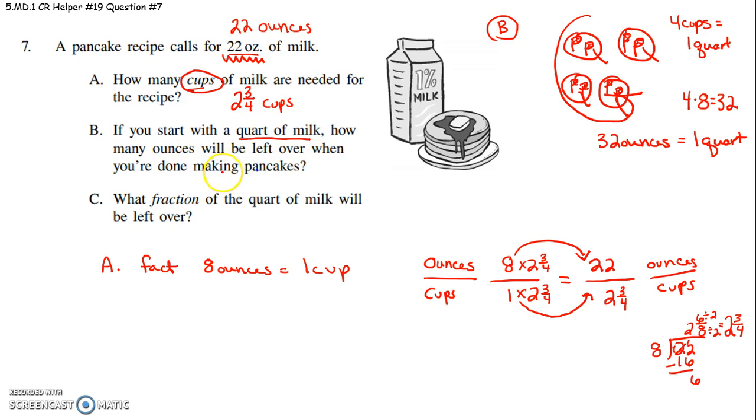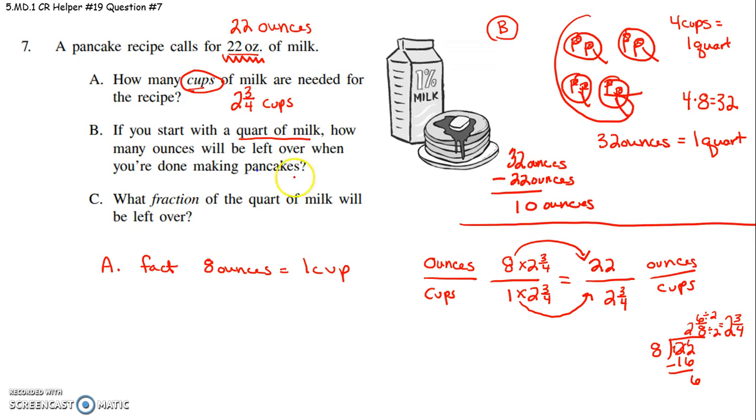How many ounces will be left over after I make the pancakes? So I have to take my 32 ounces, which is my 1 quart, and I have to subtract off the 22 ounces I'm using. 2 minus 2 is 0. 3 minus 2 is 1. So you have 10 ounces left over after you make those pancakes. So the bottom part here is for letter A. Then up here is letter B.